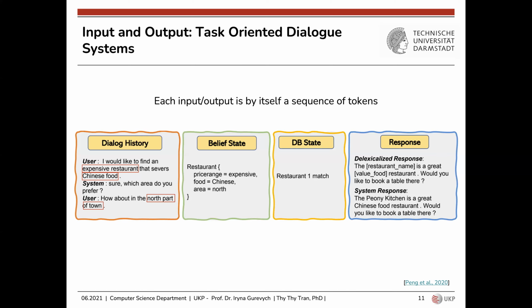So the lexicalized response is a response where the correct name and the correct slot values are masked by some placeholder, such as restaurant name or the value food. The system then will fill these placeholders with the information from the belief state and database state. The user finally will get the complete response.